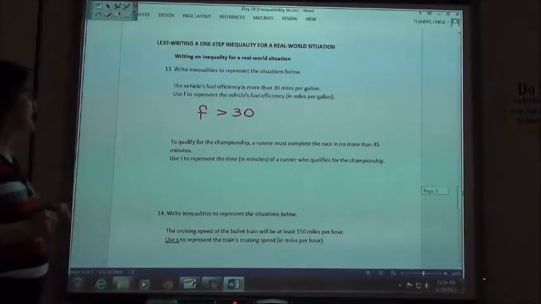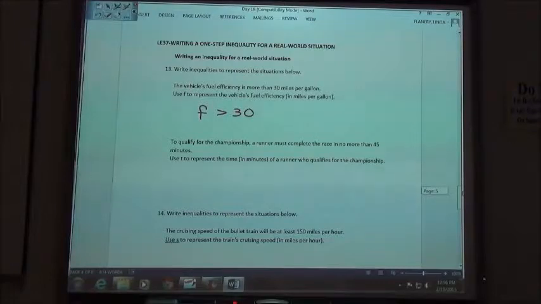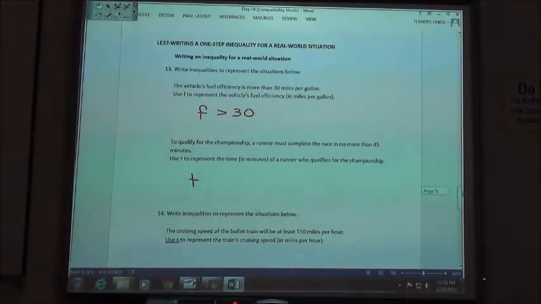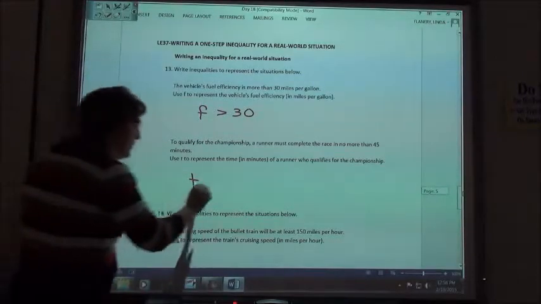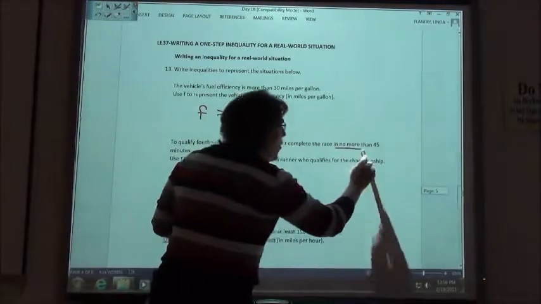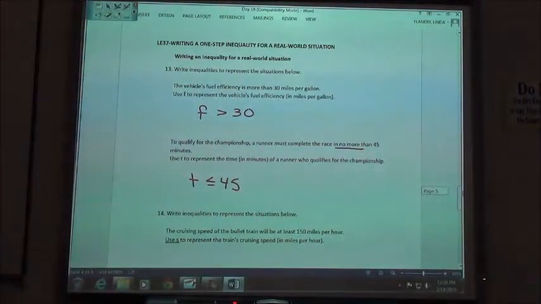The second part of that says to qualify for the championship, a runner must complete the race in no more than 45 minutes. So you want to think about what "no more" means. T is going to be, now if it's not more, is it going to be greater than? No, it's going to be less than or equal to 45 then. No more means it's not more than the 45. So it could be equal to the 45, but could be less.